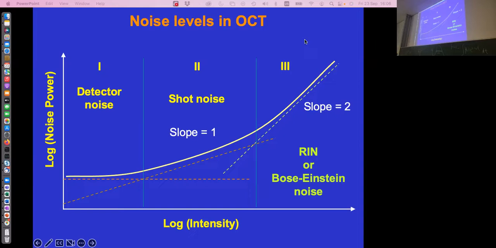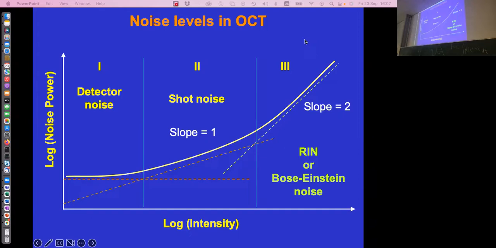Then when I increase the intensity, this is the shot noise term. At some point, the shot noise will become bigger than this thermal noise, and then my noise line is basically dominated by this shot noise here. And then when I increase the intensity further, I get that n squared term from the previous slide that starts to dominate. This is the relative intensity noise for Bose-Einstein noise, and that starts to dominate my measurement.